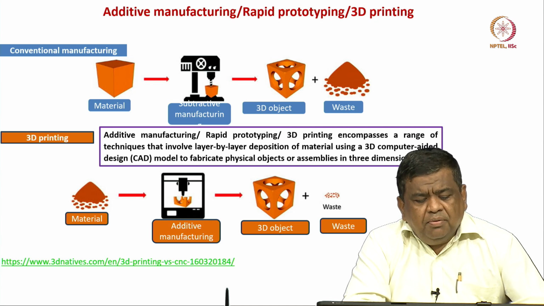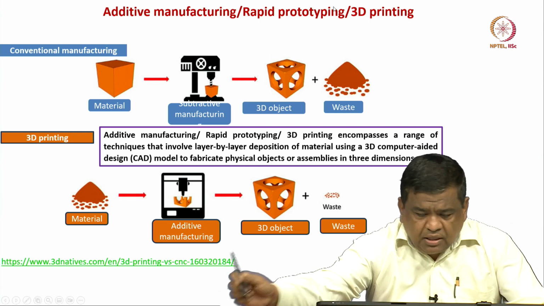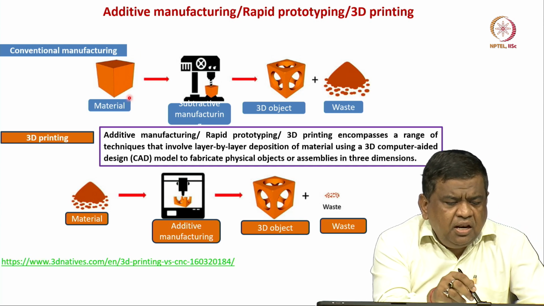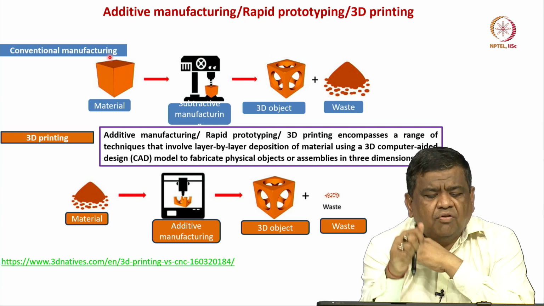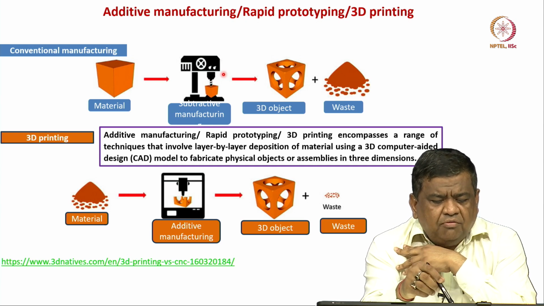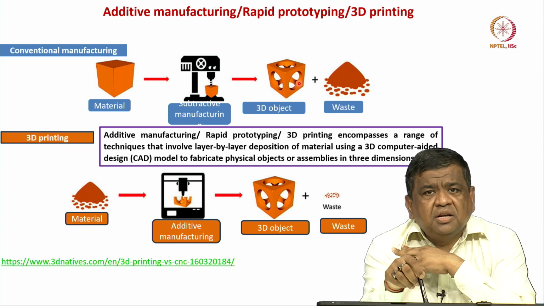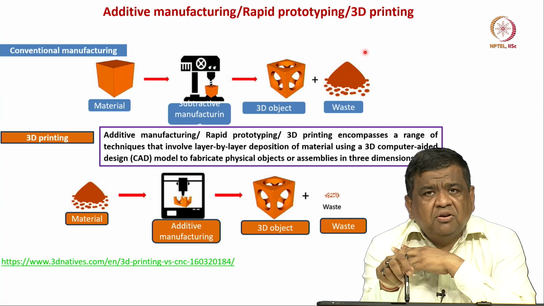So, how is 3D printing different from conventional manufacturing? In conventional manufacturing, as you see, you have a material, and this material can undergo subtractive manufacturing, for example, what is shown here, drilling. Then you get a 3D solid object, and this 3D object has some designed holes of specific diameter and specific shape and so on, and then material is wasted.